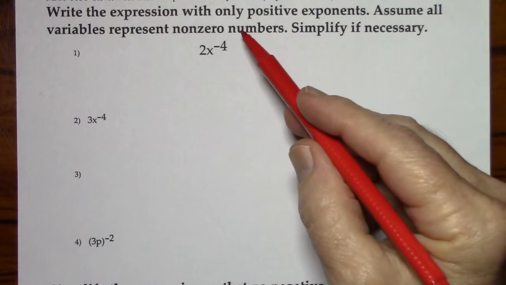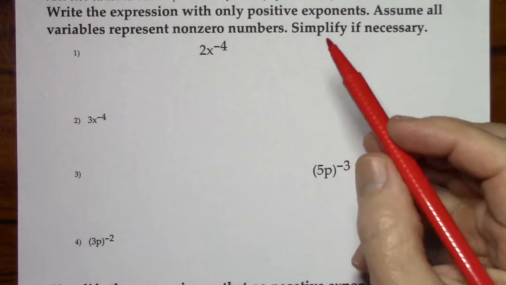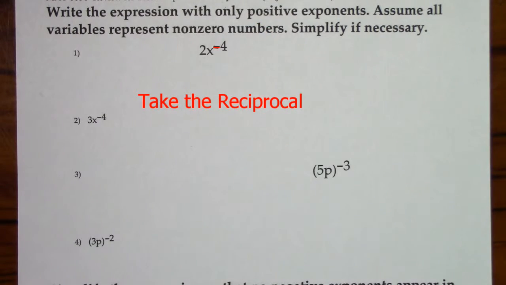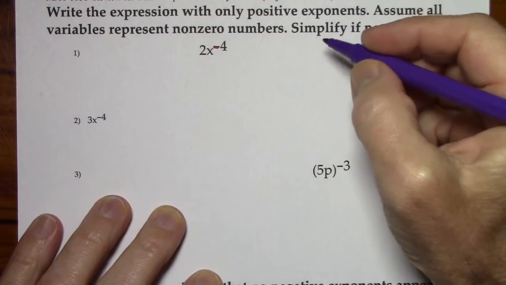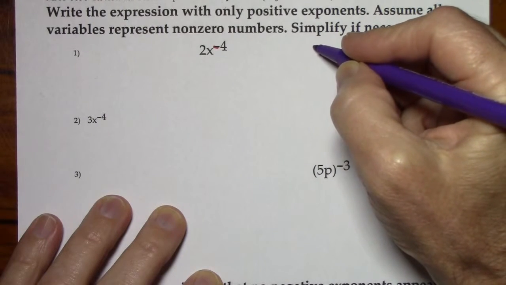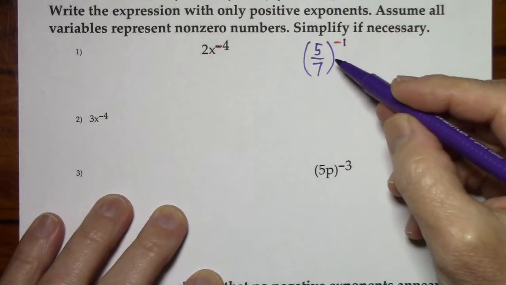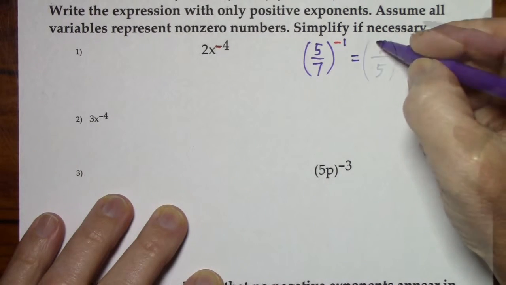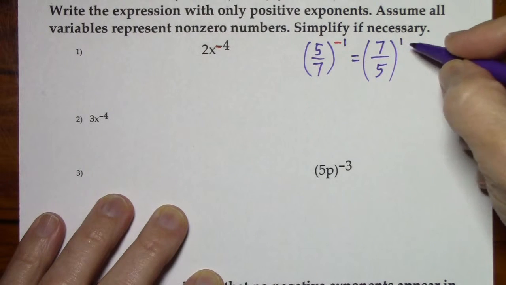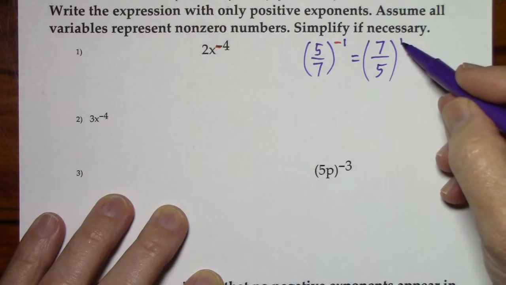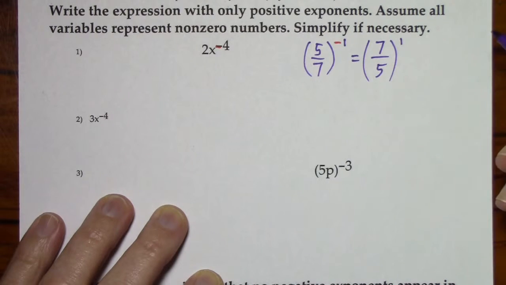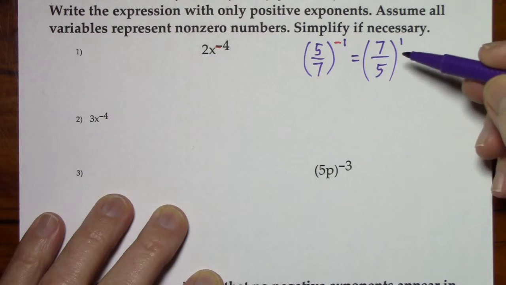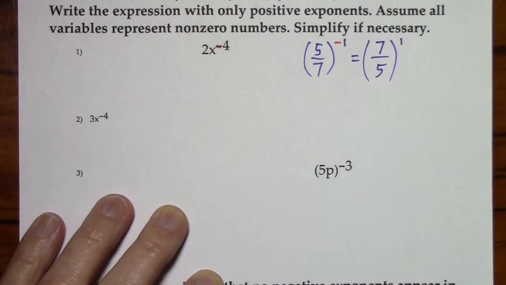We're asked to write the expression with only positive exponents. This negative means take the reciprocal of whatever I'm attached to. It's a little easier to see the reciprocal if you have a fraction, say, in this case, 5/7 to the negative 1. The reciprocal would be 7/5 to the positive 1. Obviously, I don't have to put the 1 here. It's understood to be there. But I'm just trying to emphasize it changed from negative to positive by taking the reciprocal of the fraction.